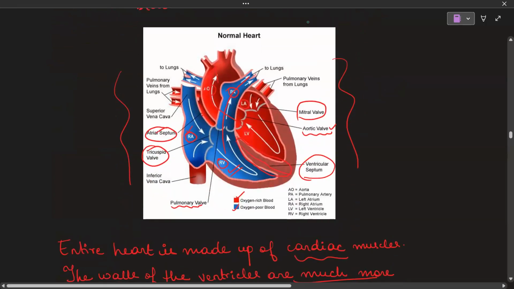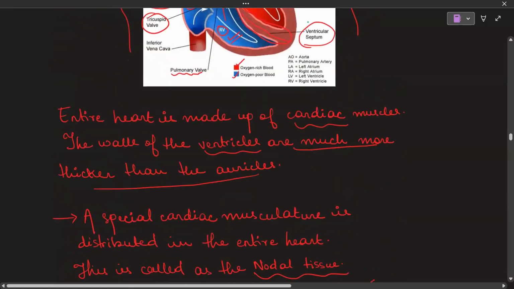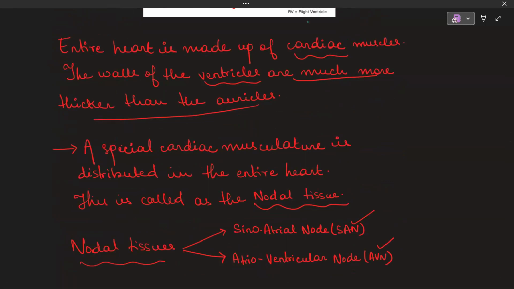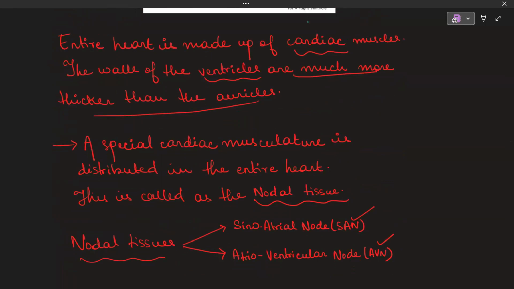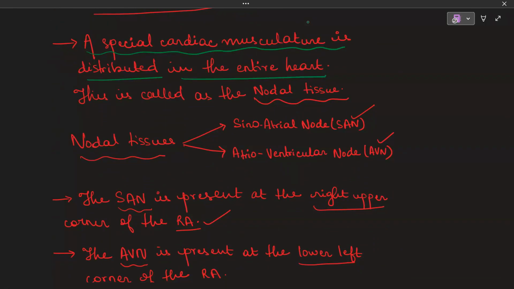Now right in front of you, you see the human heart in all its glory and beautiful glossiness. The entire heart is made up of cardiac muscles, right? And always remember yet again, the walls of the ventricles are much thicker as compared to the auricles. Now, a special cardiac musculature is distributed in the entire heart. This is called the nodal tissue. Nodal tissues are of two types: the sinoatrial node, SAN, and the atrioventricular node, AVN.